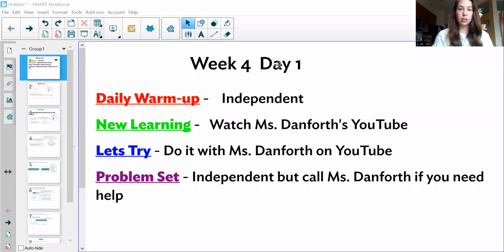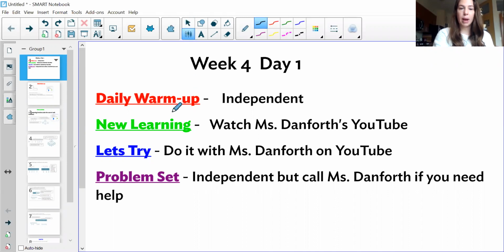So each distance learning day is broken down into these 4 different sections. You guys are going to start with a warm-up, and that you're going to do independently, on your own, and I'm not going to do that in the video. Then you have a new section called New Learning. This new learning you didn't have in your old packet, so this is what's different. And I'm going to go through the new learning in my YouTube.